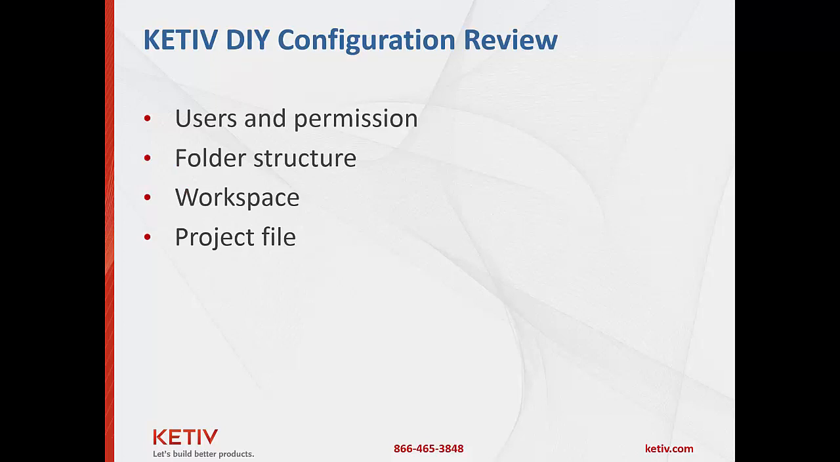We're going to review what users are put in place in the DIY configuration, what permissions they have, the folder structure, and some of the data that I've loaded in there, again, just the Inventor sample data. Talk about workspace and how you use Vault with synchronizing with your workspace, and also a project file. Inventor needs a project file, and we'll talk about what that is in Vault and how to get it. So I'm going to flip over to my Vault environment now.